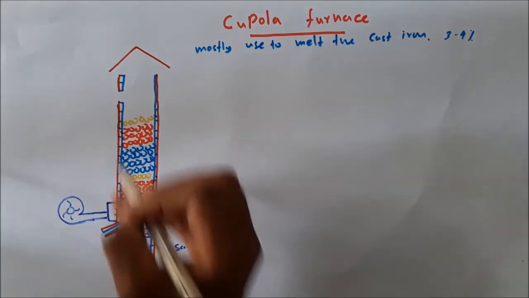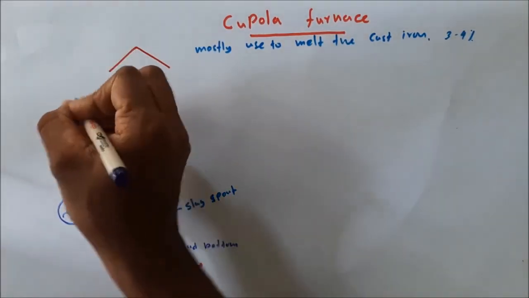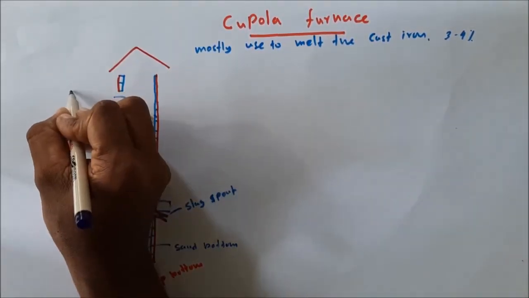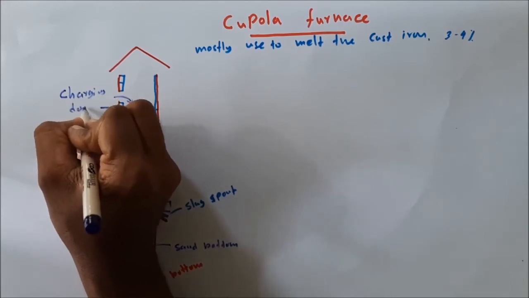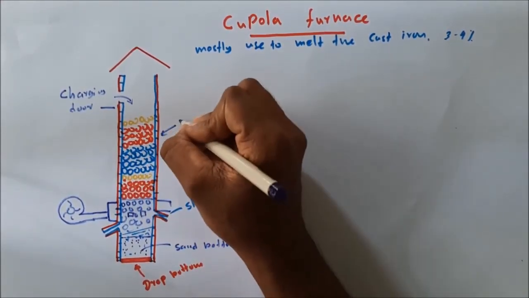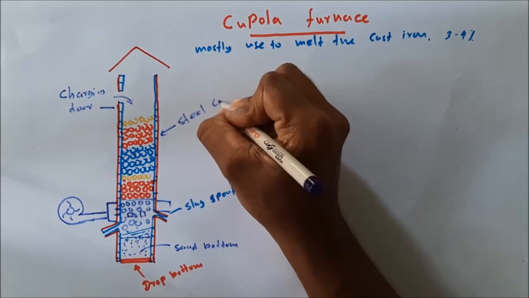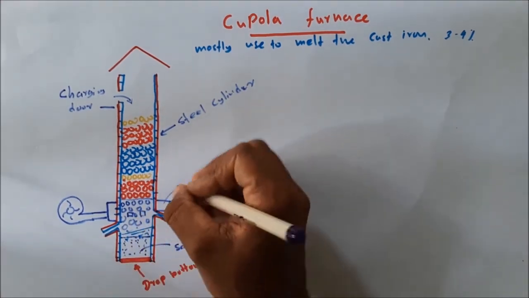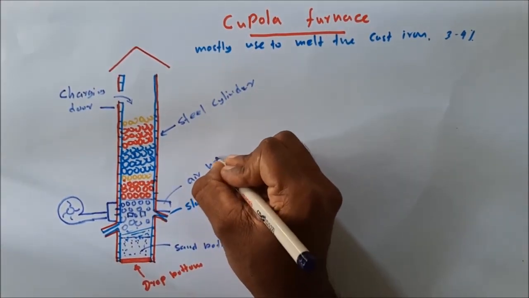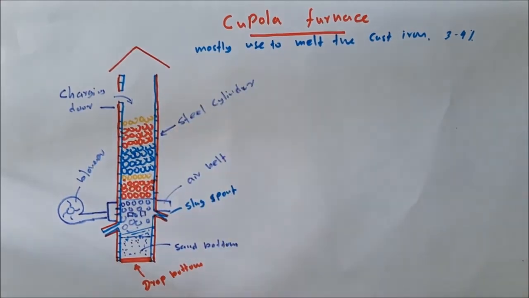Then this is the charging door. This is the charging stage. At the top it is charged while operating the cupola. Charging door, the steel housing. Steel cylinder, then the air belt, the blower. Then these layers, what are these layers?